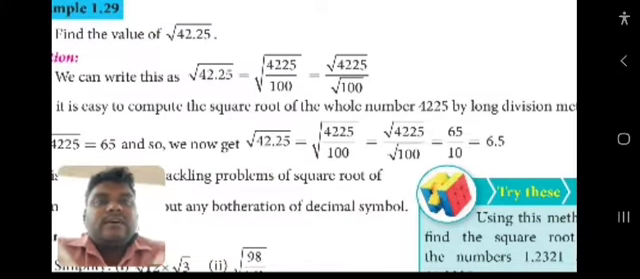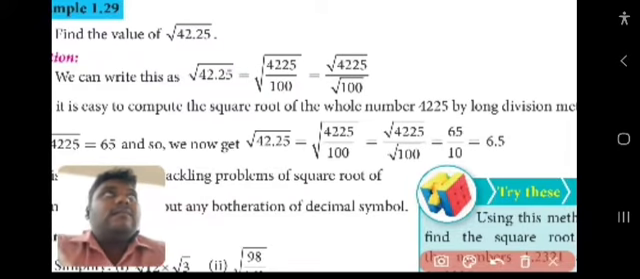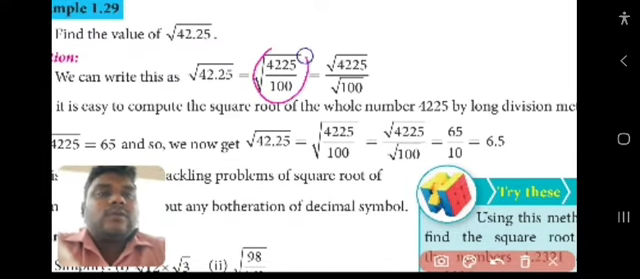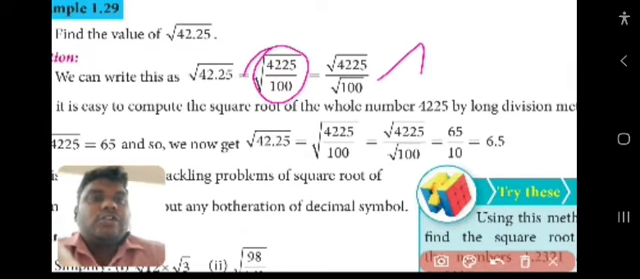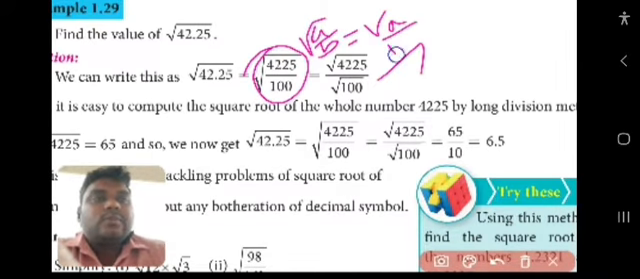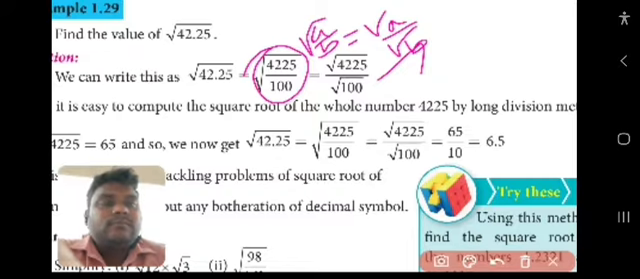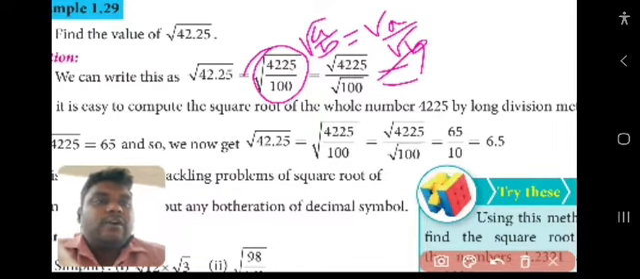Find the value of root of 42.25. The given number is in decimal form, so we make it a non-decimal term. That's why we divide by 100 here. How many decimals are there? 2 decimals, so divide by 1 and put 2 zeros. Next I use the quotient rule: root a by b equals root a by root b. After that, we want to find the square root of 4225.